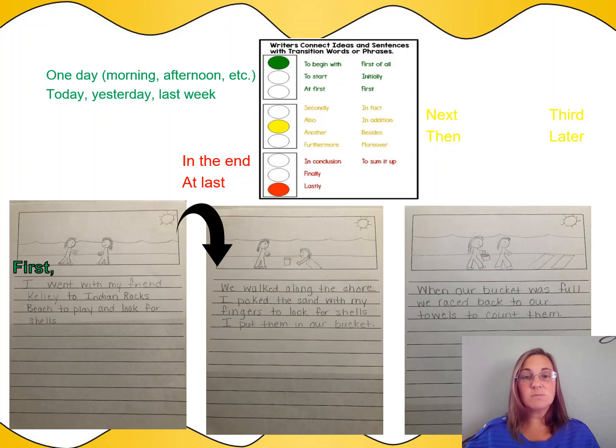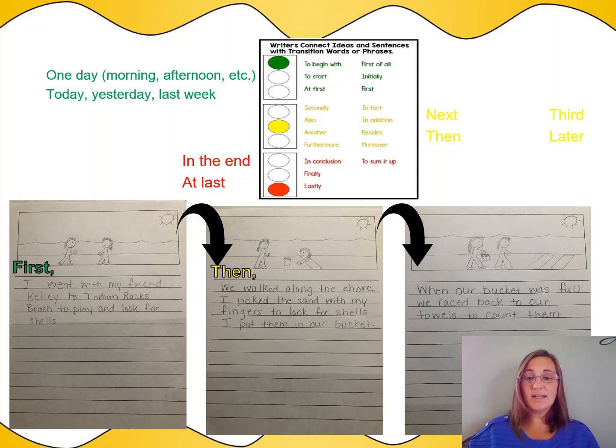Remember, I want to make a smooth transition. I want to show that this is the next thing that happened, so I'm going to choose a yellow temporal word. I'm going to say the word then. Then, comma, we walked along the shore. So now they know that first we went to the beach, then we walked along the shore. I poked the sand with my fingers to look for shells. I put them in our bucket.